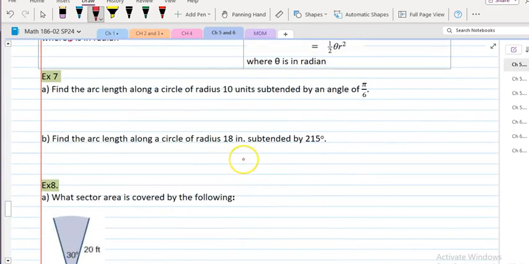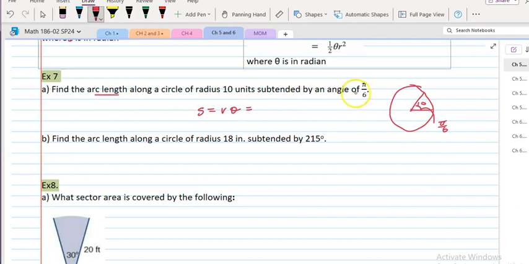Okay, so let's do two applications. Suppose I have a circle of radius 10 units. What is the arc length with an angle of pi over 6? So to find the arc length means to find S, which is r theta, and my theta is already in radian, so I just do 10 pi over 6, which is exactly 5 pi over 3 units. Right, so that's the exact value.